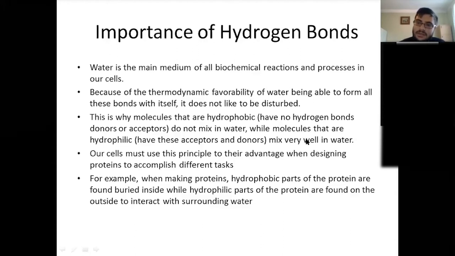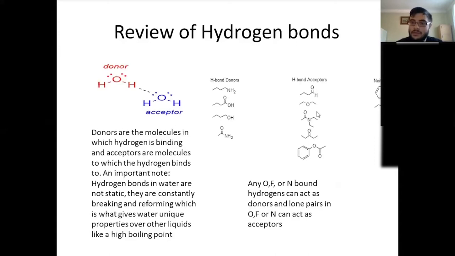Okay, is that clear? Okay. The third one again, okay. So molecules that are hydrophobic don't have hydrogen bond acceptors. So think of a benzene ring. Like this benzene ring, it doesn't have any hydrogen bond donors or acceptors. So if you put a bunch of benzene molecules in water, it'll be very thermodynamically unfavorable. You wouldn't want to have that.